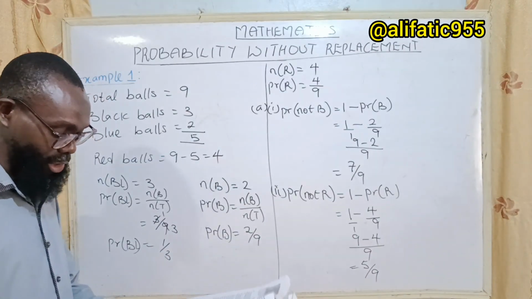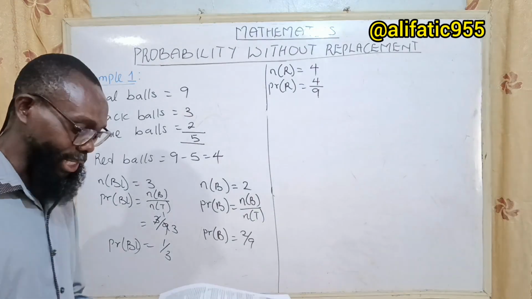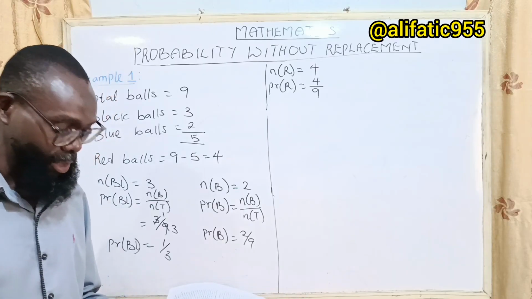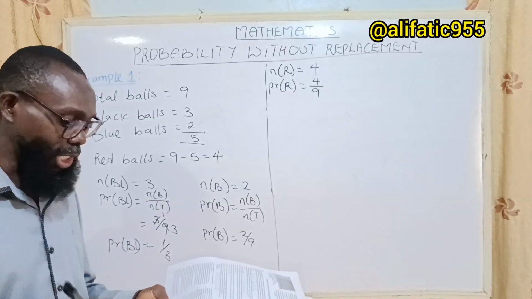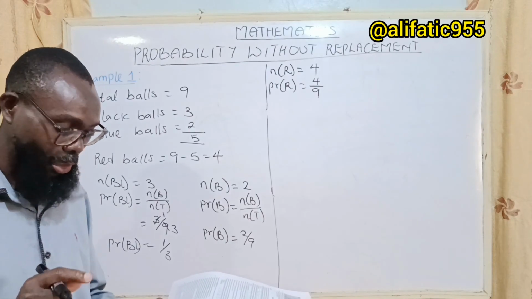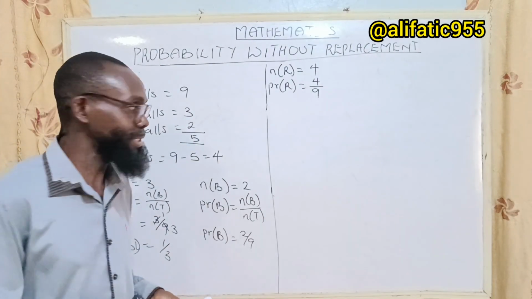So we now move on to the second question, which is question B. To proceed, if 2 balls are drawn at random, one after the other, what is the probability that both of them will be black if there is no replacement? So this is, there is no replacement.